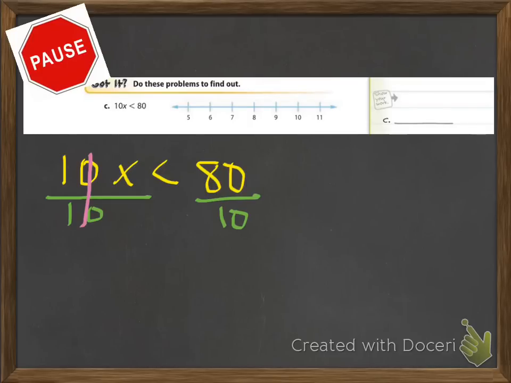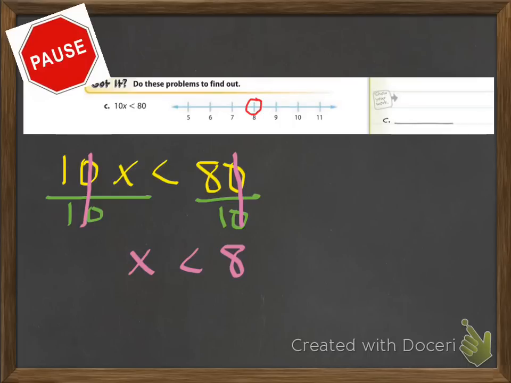Now that goes away, and we are left with x is less than 80 divided by 10, which is going to leave us with 8. Basically those go away, and you're left with 8 over 1. So now you're going to plot it on your number line here, and you've got 8 here.